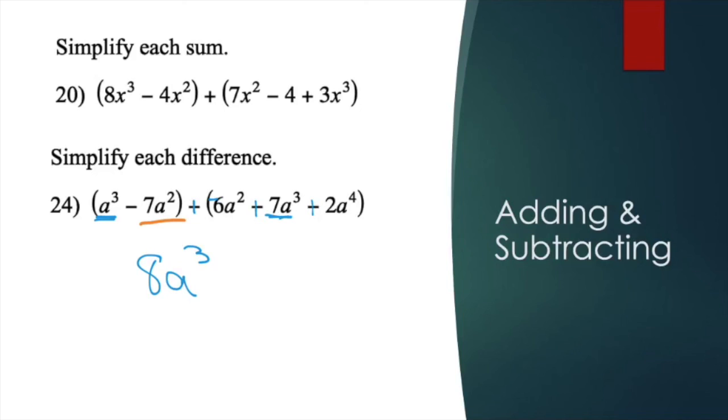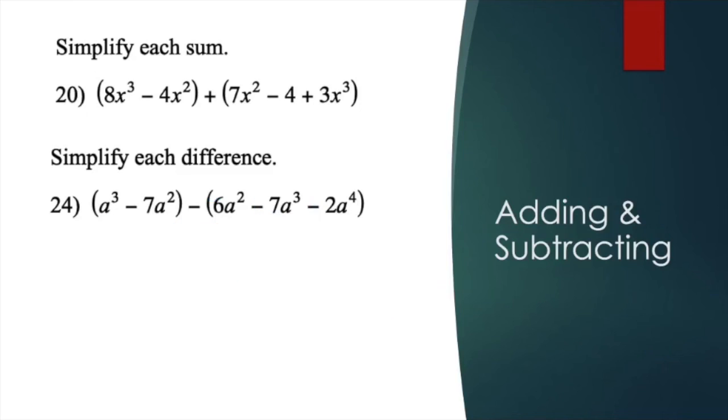That's a negative, so a negative 7 plus this negative 6 make a negative 13a squared. Good questions. That's 13, right. What else do I have left? You just do plus 2a to the 4th.